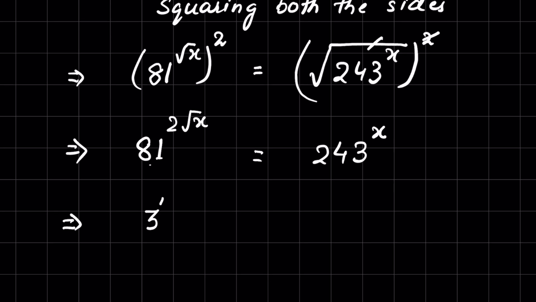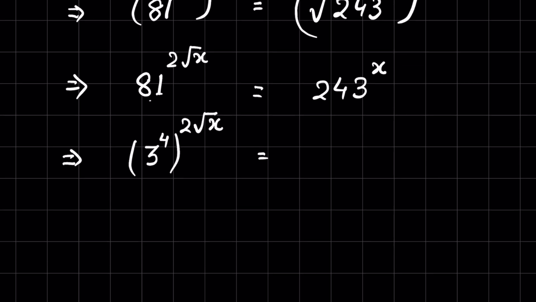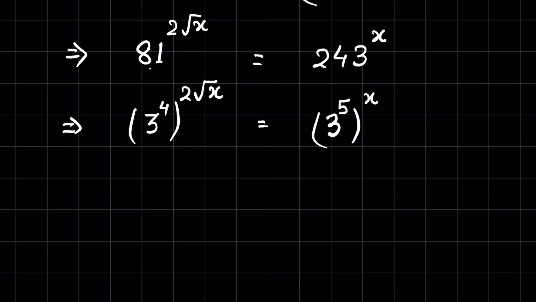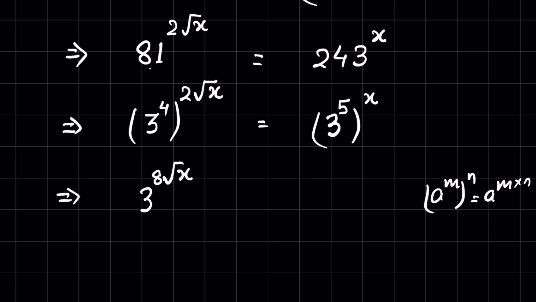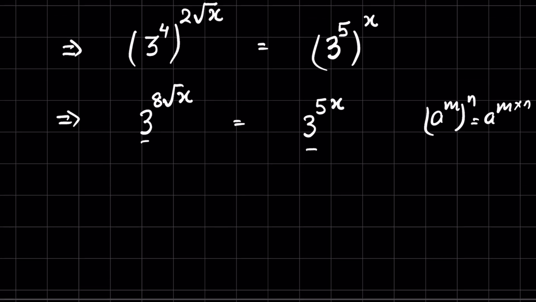Now 81 we can write as 3 raised to the power 4, then whole raised to the power 2 times square root of x is equal to 243. If we factorize it, it is equal to 3 raised to the power 5, then whole raised to the power x, again using the identity a raised to the power m whole raised to the power n is equal to a raised to the power m times n. This side we can write 3 raised to the power 4 times 2, which is 8 times square root of x, is equal to 3 raised to the power of 5 times x, which is 5x.